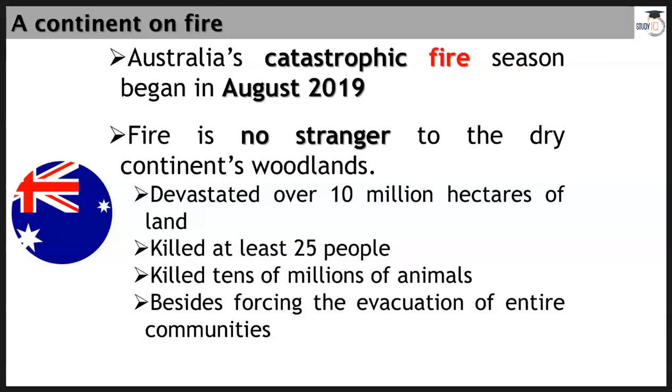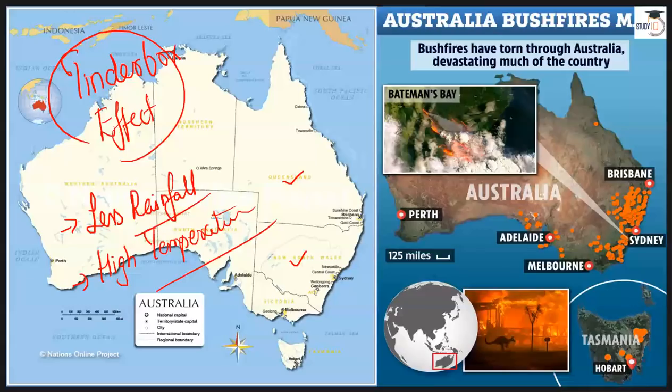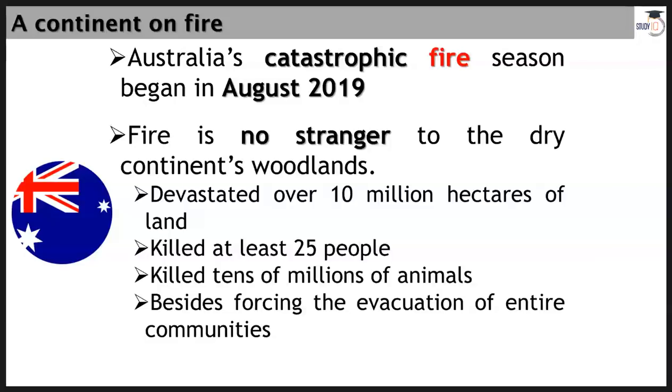And this bushfire is not something new for Australia. Australia goes through bushfire every year, but the size of this bushfire is the biggest Australia has ever witnessed. You won't believe it, but it is bigger than the size of a country called Switzerland. This bushfire has devastated over 10 million hectares of land. It has killed more than 25 people. And what I can tell you about animals, half a billion animals are killed in this bushfire.